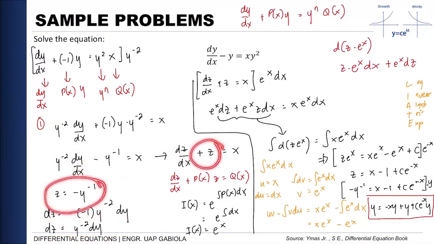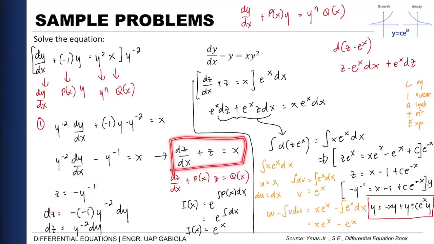So this is it. Okay? This became our linear equation in z. Then let's get the integrating factor; we got e to the x. And then we multiplied that integrating factor to our linear equation in z. We also multiplied by dx to eliminate the dx in the denominator. So we will get e^x dz plus e^x z dx equals x e^x dx.